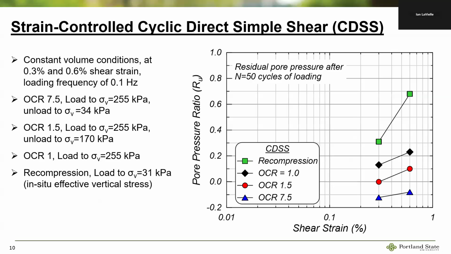We also, for fun, did a recompression method. So basically just loading it to in situ vertical effective stress and then proceeding with cyclic tests. So here you see the vertical axis is the residual pore pressure after 50 cycles, which I think the field testing was, what's the equivalent number of cycles in the field testing? 40? Is it 50? Okay, so that's how we picked 50 to be kind of comparable to field testing.